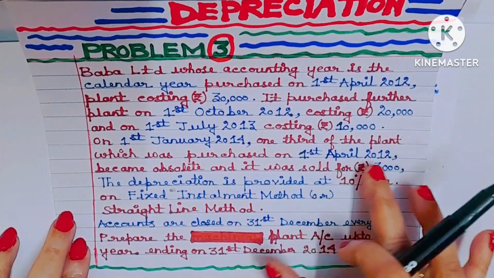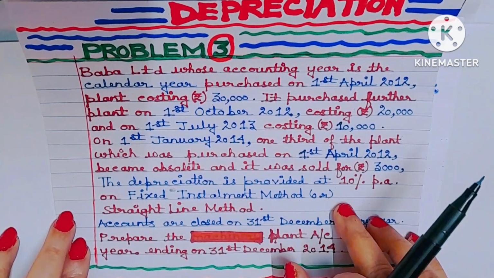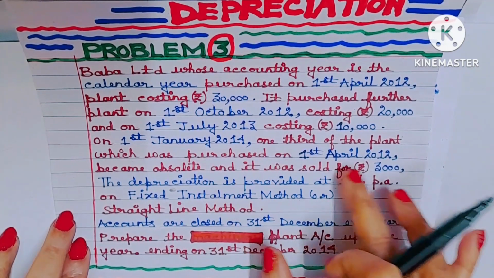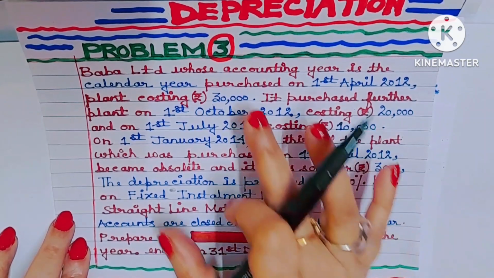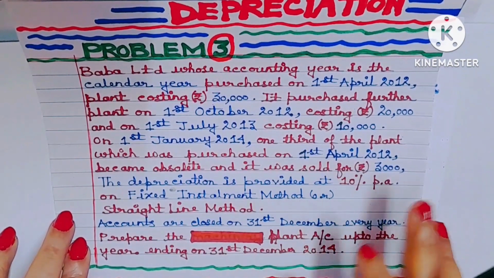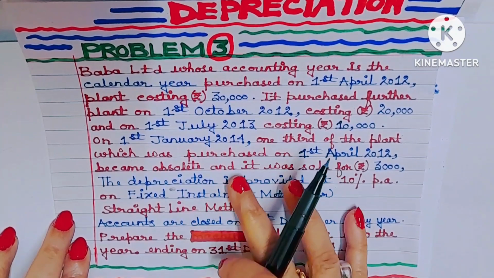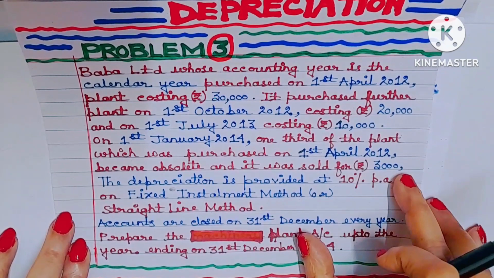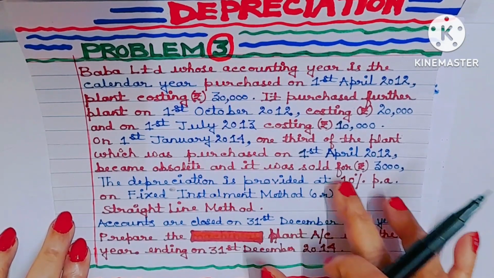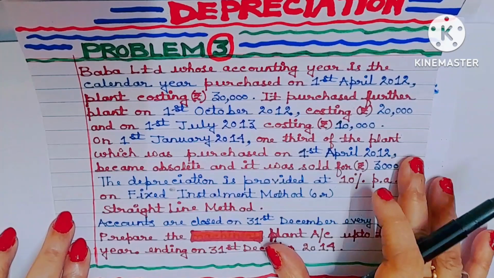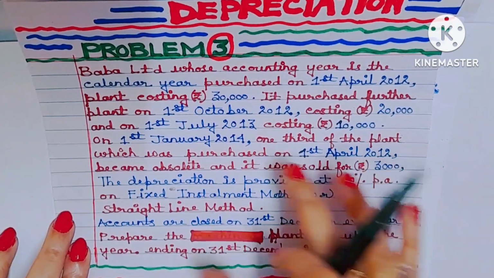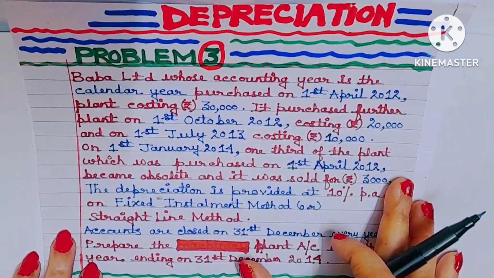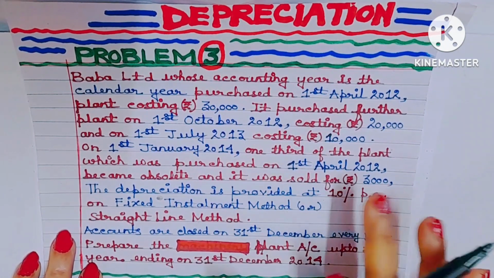On 1st April 2012 the first plant was purchased. Amount? 30,000. So the first plant of 30,000 on 1st April 2012 was not sold entirely. 1/3 of the plant which was purchased on 1st April 2012 was sold for rupees 3,000. It became obsolete, and it was sold for 3,000. Not the whole plant, only 1/3 of the plant, that is 1/3 of 30,000, sold for rupees 3,000. Now let's do the ledger posting for the sale of the first plant.